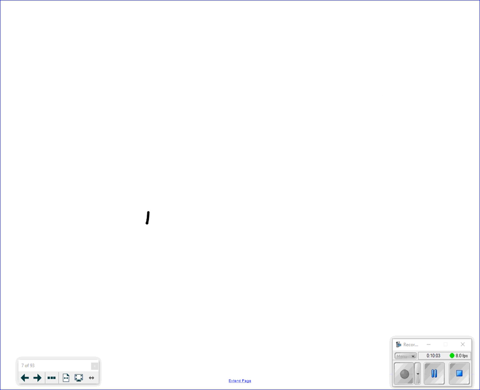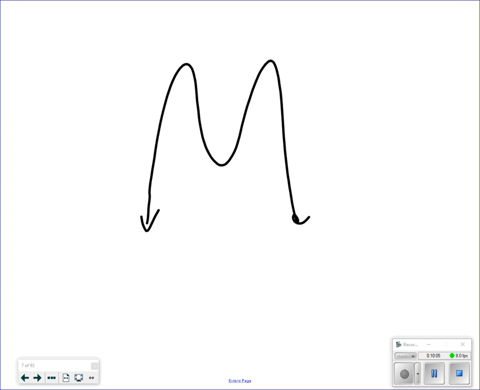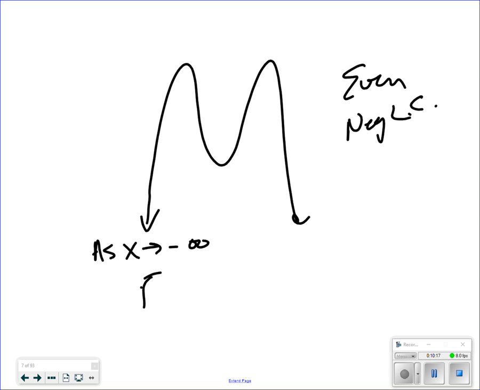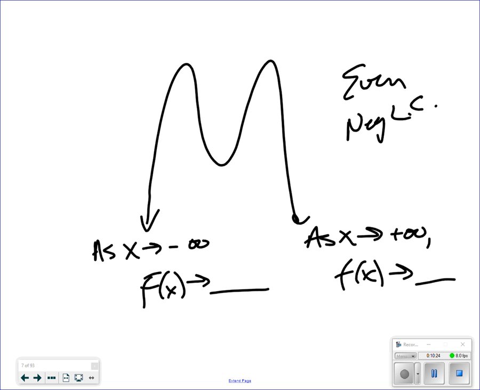So I've got a downward, which both of them are going down. So I know this is even. It's got a negative lead coefficient. With that being said, as x goes to negative infinity, f of x goes to blank. As x goes to positive infinity, f of x goes to blank. So now, this is the negative infinity side. It's going down. Here's the positive infinity side. It's also going down. So if you have an even, both of them are going to go in the same direction.